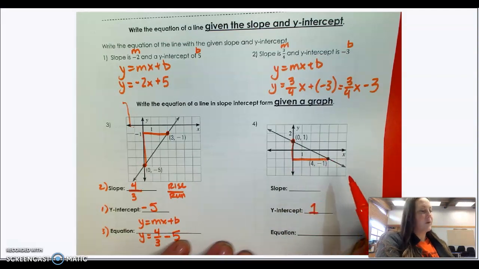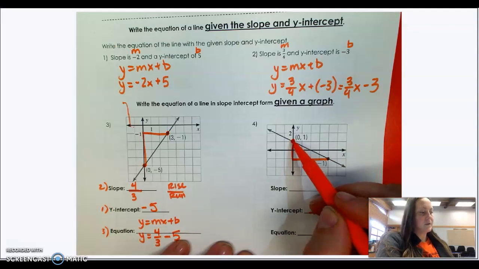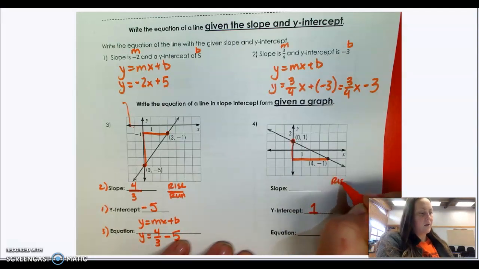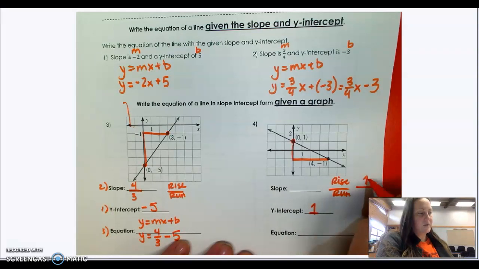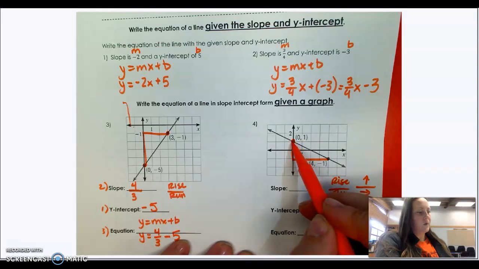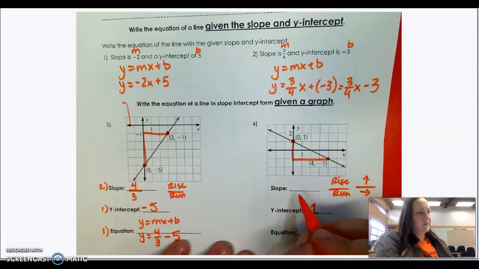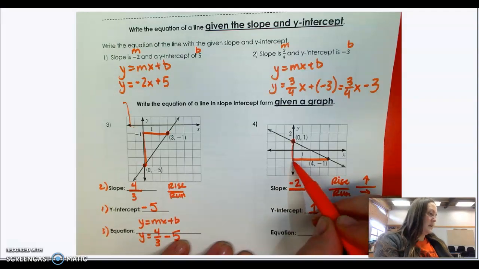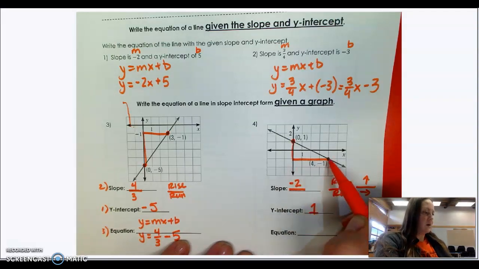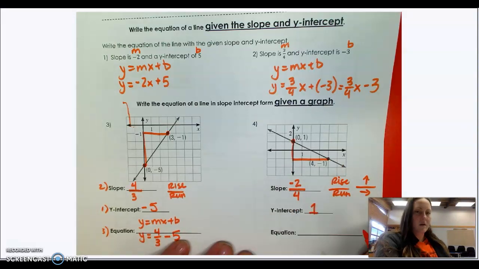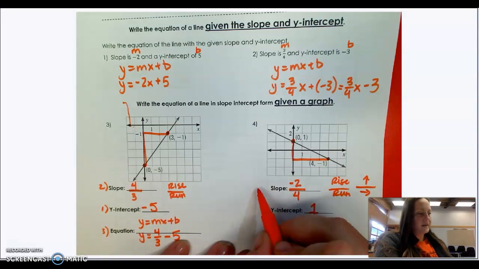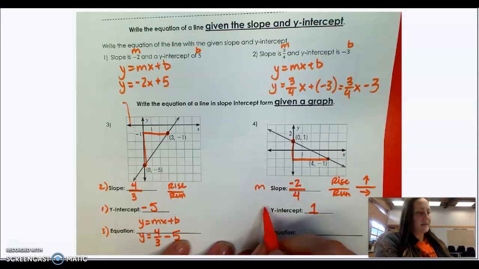And I'm going to count from the dot, rise first, because remember it's rise over run. So we count vertically and then we count horizontally. So rise first. From the dot, I go down 1, 2. Because I'm going down 2, I know that it's negative 2. My run is 1, 2, 3, 4. So negative 2 over 4. So my slope is m and my y-intercept is b.